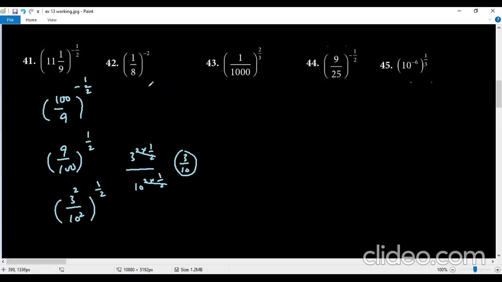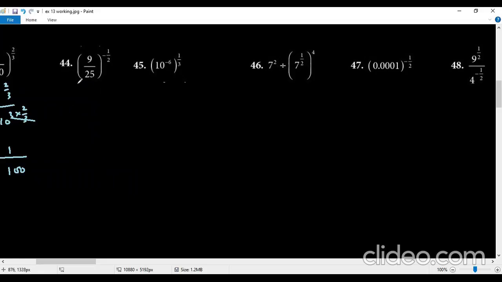Now comes question number 1 over 8, and I will write 8 square is going to be 64. Instead of 1 over 8, I've written 8 over 1, and the negative power becomes positive, and the answer is going to be 64. Now in here, it is 1, power will remain same, power will not change, and this is 10 to the power 3 multiplied by 2 over 3. That means 1 over this 3 cancels, 100 square, 10 square is going to be 100.